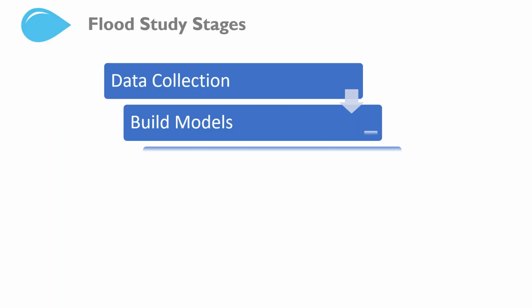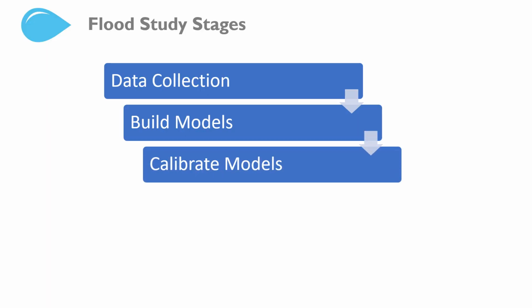The next stage is to calibrate the models. Calibration is the process whereby we apply recorded rainfall or flows to the model, and various modelling assumptions are adjusted to improve the match against recorded data. We want to make sure the model can replicate actual flood events.